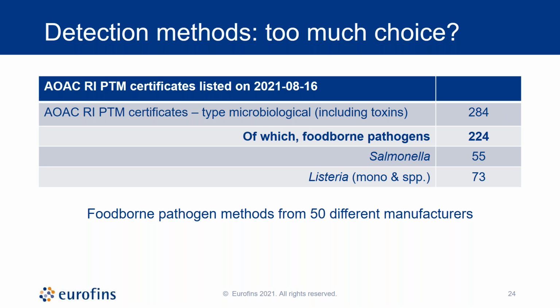And in the survey, you said your pathogens of greatest concern were Salmonella, of which there are 55, and Listeria, including monocytogenes and species, of which there are 73 methods listed. So it hasn't helped us very much. And there are 50 different manufacturers represented on that list. So you may have a preference for a manufacturer, but there are a lot to choose from. Next slide, please, Doug.